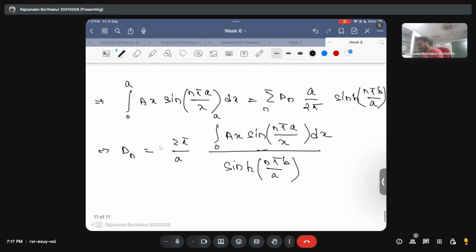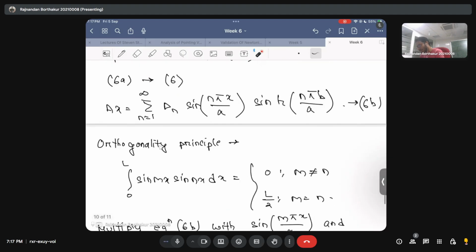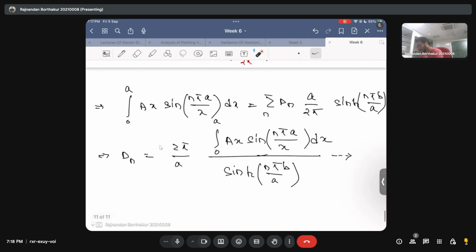That's it, guys. The dn's are completely known to us. Why? Because this integral is just known. So just apply integration by parts. This integral will just be a constant in a, because you're integrating with respect to dx only. You just need to apply integration by parts. That's it. So that's the value of dn that we have evaluated. Maybe I should write this as equation 6c.